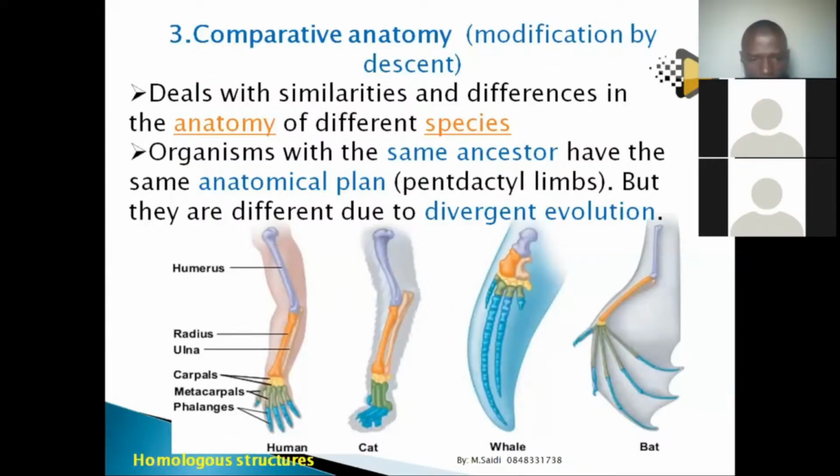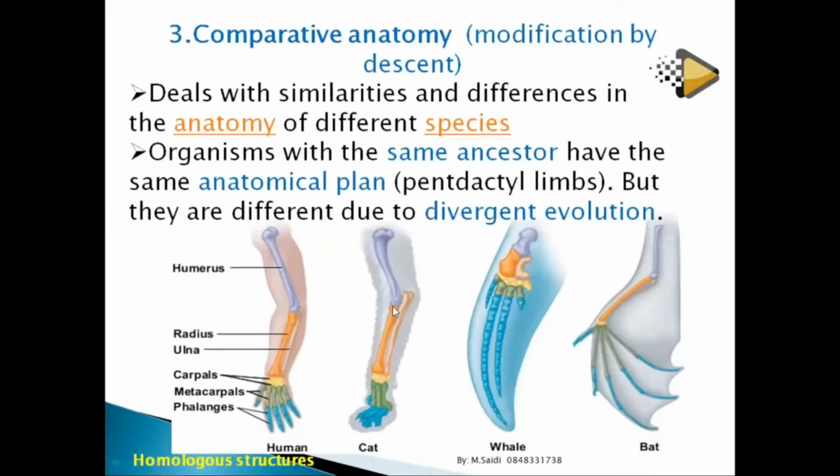For example, if it is a cat, it is modified to capture prey. If you look at a whale, it is modified for swimming. If you look at a bat, it is modified to fly. You understand? So if you look at these structures, it shows that evolution took place. You also try to do the same. If you go in water, you will find out that you won't walk the same way you walk on land. You try to imitate the fish which are found in water. If you go to air, you try to fly like a bat.